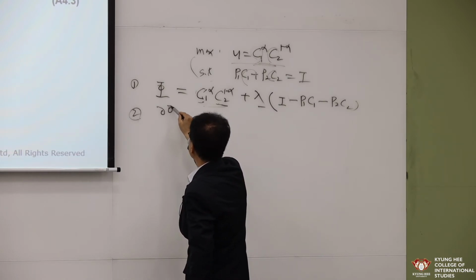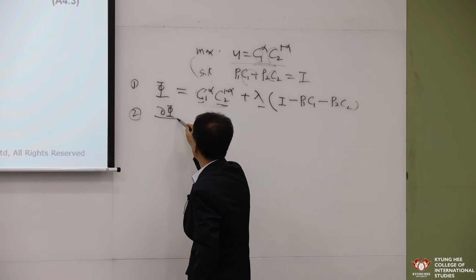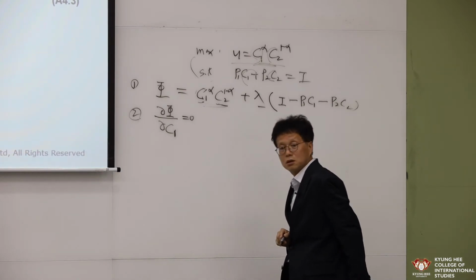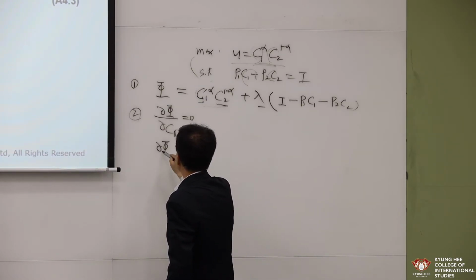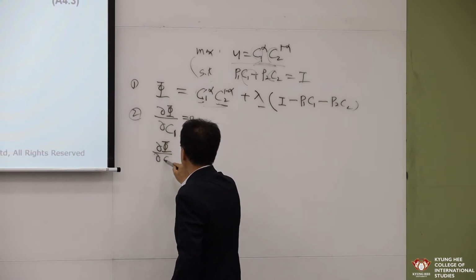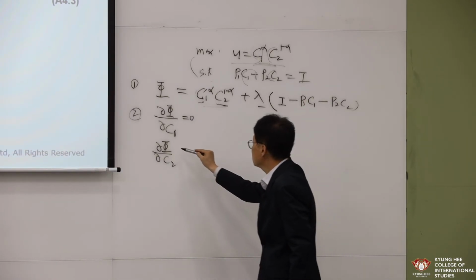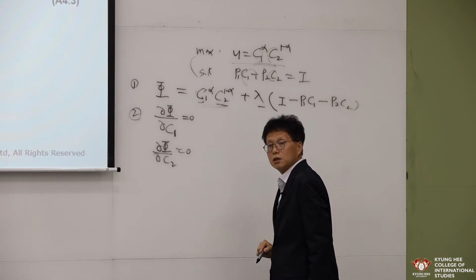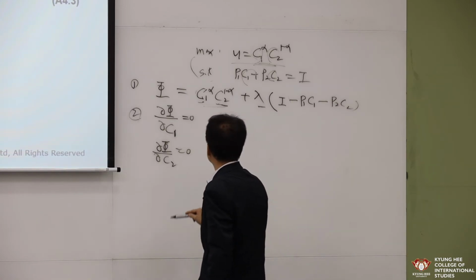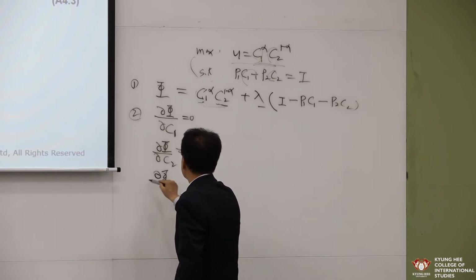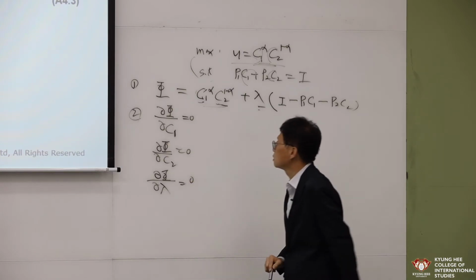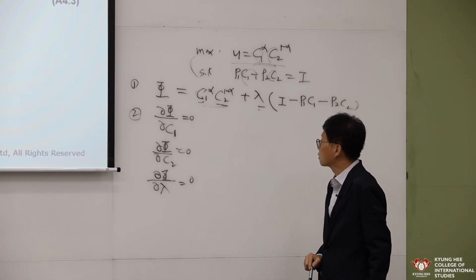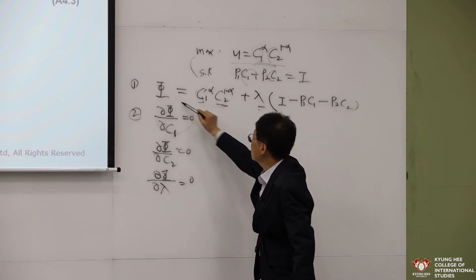The partial derivative of this function with respect to endogenous variable C1 should be equal to 0. The second one is the partial derivative of the Lagrangian function with respect to demand for good 2. This one should be equal to 0. The final first order condition is the partial derivative of the Lagrangian with respect to lambda, which should be equal to 0. Can you understand? Then you can calculate this.